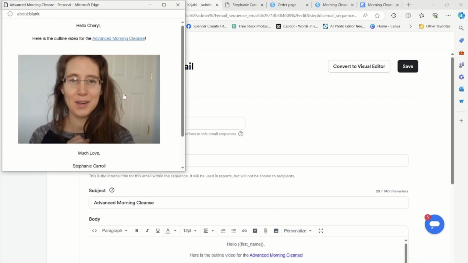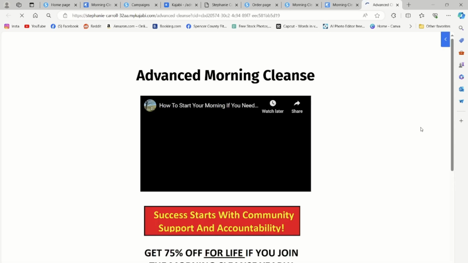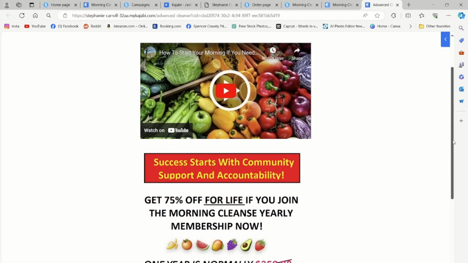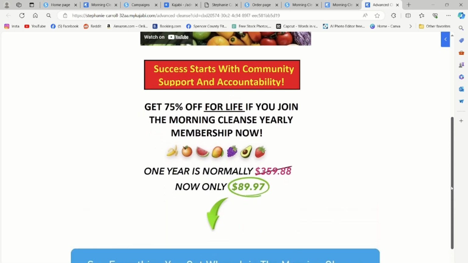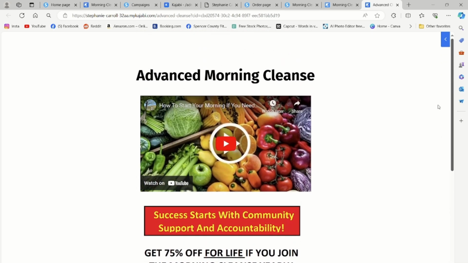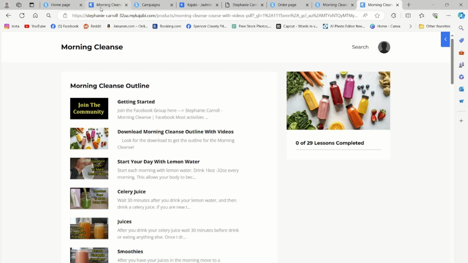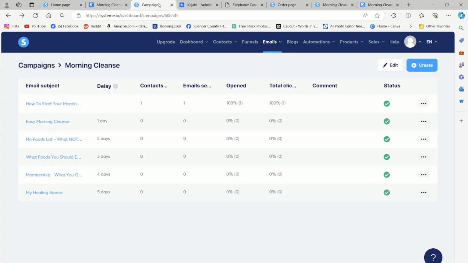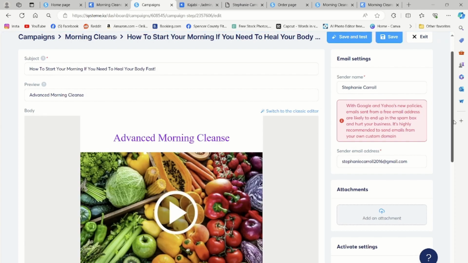So I can show you what the landing page looks like. Here's the landing page. Very, very similar. So in Kajabi, I have it going to a landing page, whereas on System E, it goes straight to the email. So they'll get this email. There is no landing page.